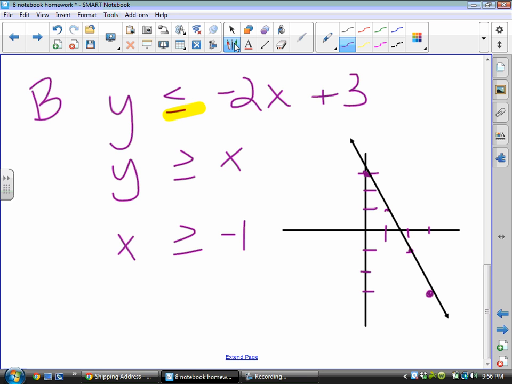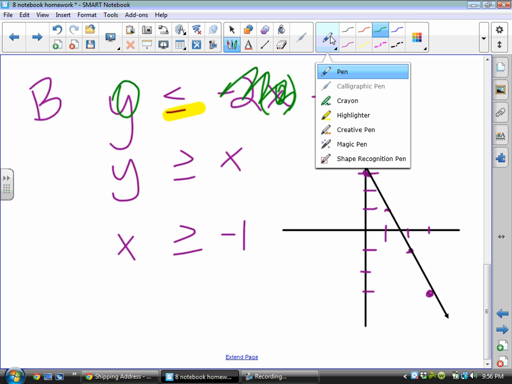Right? And what we did is we plugged in a value to test where I shade. So is 0 less than or equal to -2 times 0 plus 3? Is 0 less than or equal to 3? Yes. So I'm not sure if it would be better to use a highlighter.